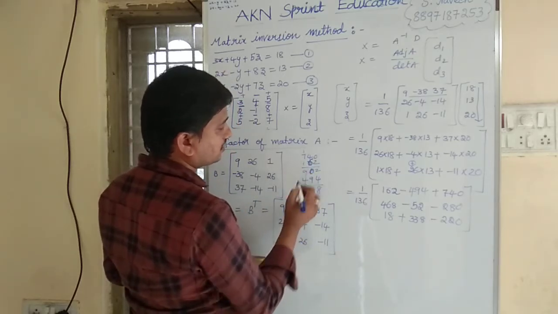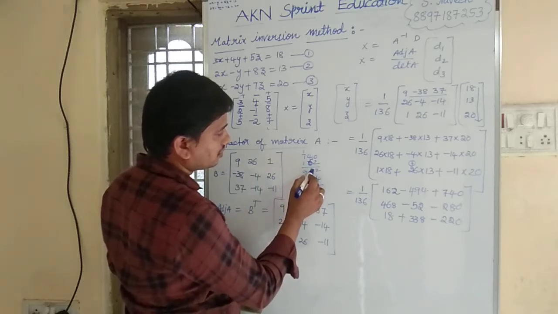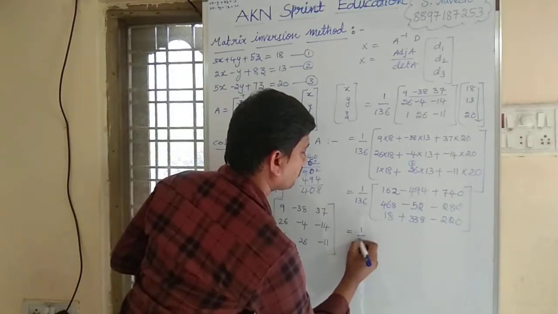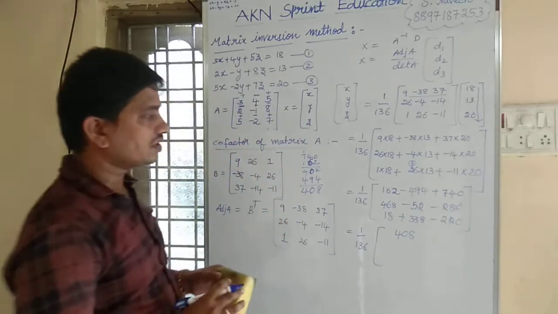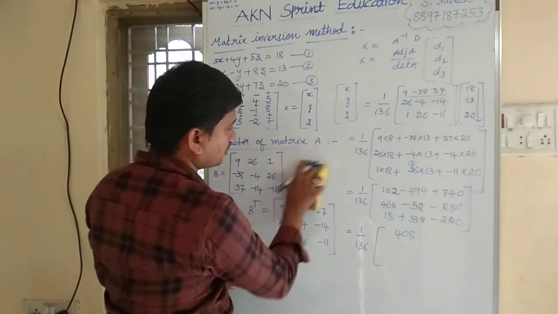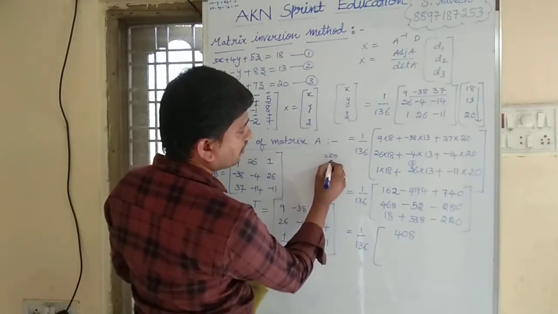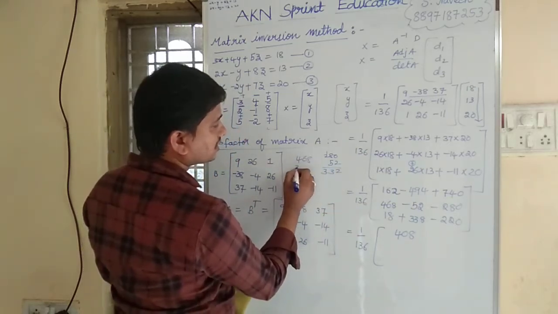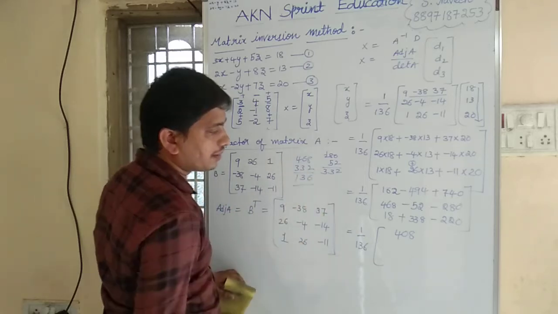4 plus 6 is 10 here. And this is 9. 12 minus 4 is 8. 9 minus 9 is 0. So this is 408. So 1 by 136 into 408. Next let us add these two values, children, 52 and 280. 280 plus 52 is 332. So 468 minus 332 is 136.